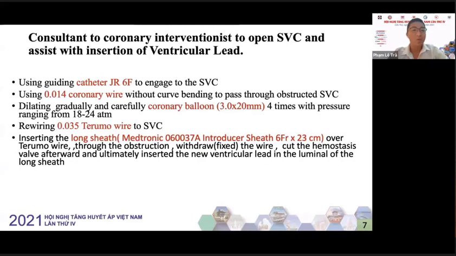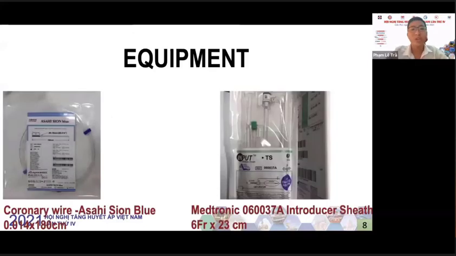Rewiring with a 0.035 thermal wire to the SVC. Inserting a long sheath, a Medtronic introducer sheath 6F and 23, over the thermal wire through the obstruction. Withdrawing and fixing the wire, cutting the hemostasis valve afterward, and ultimately inserting the new ventricular lead in the lumen of the long sheath. So this is a picture of the equipment.